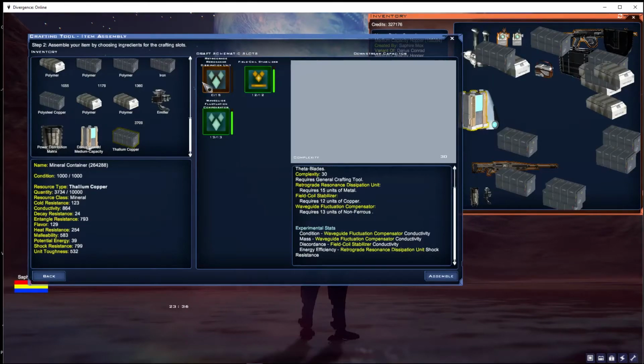And the first one was 15 units of metal with shock resistance. That is where we were talking about the thallium copper that we want to use there. So this copper with the conductivity of 864 and the shock resistance of 799 is actually quite good. I just want to take a quick look here. Polysteel conductivity is 823.